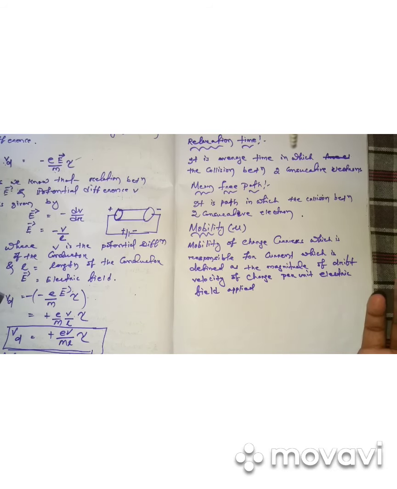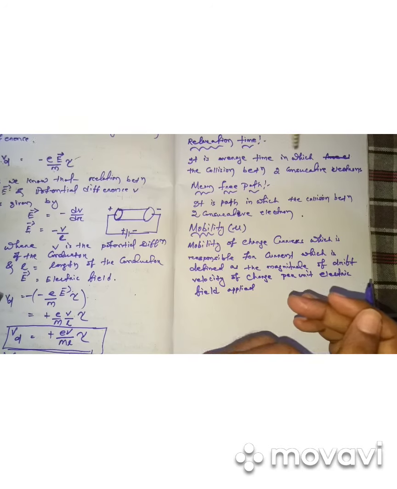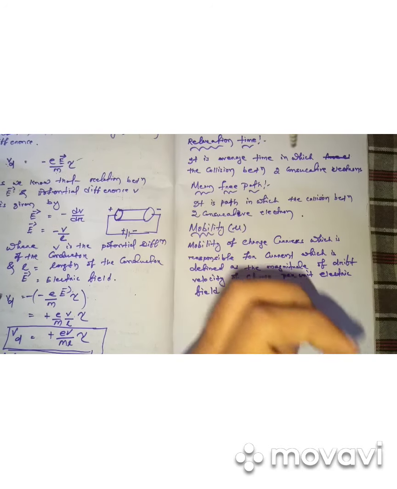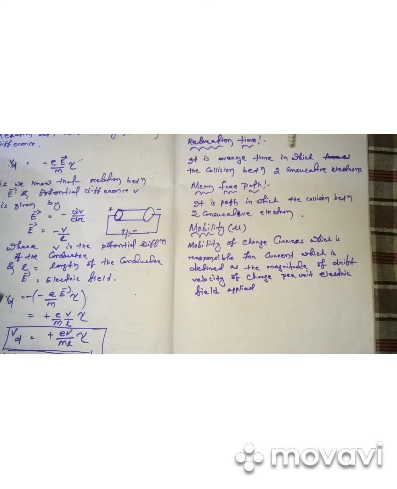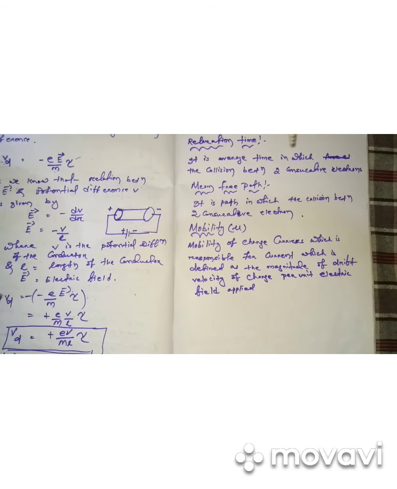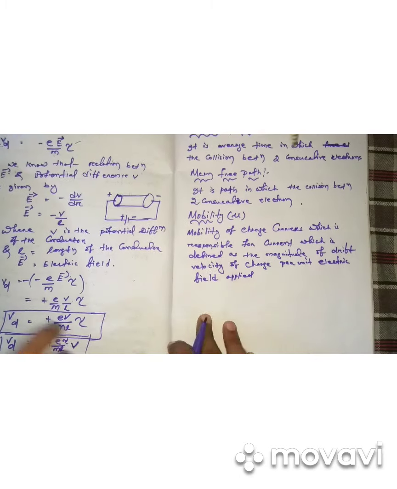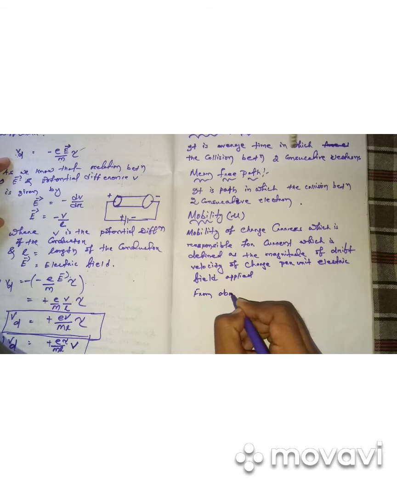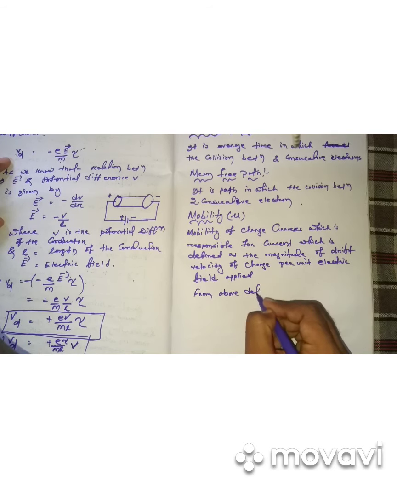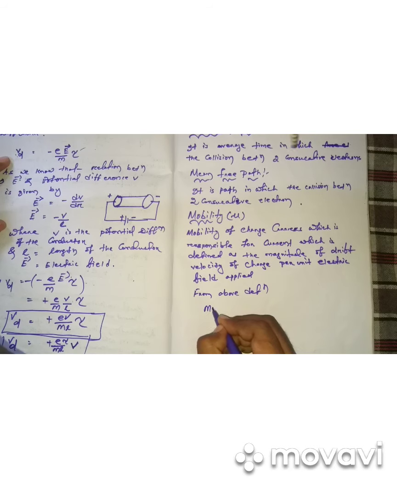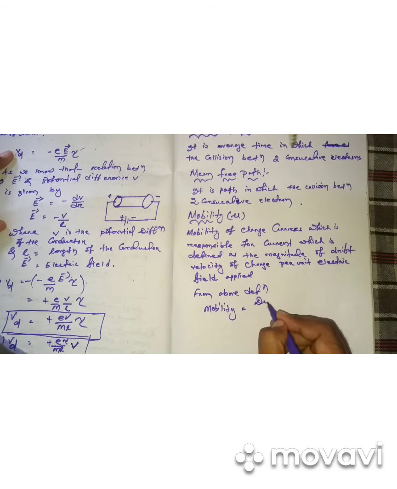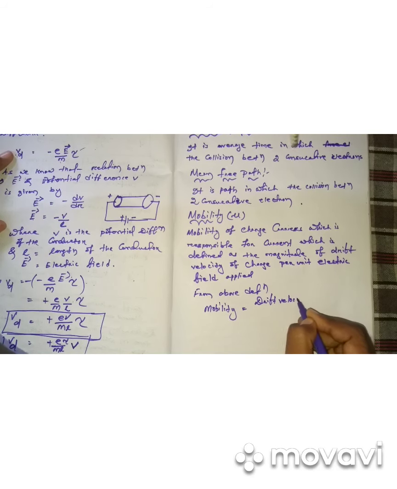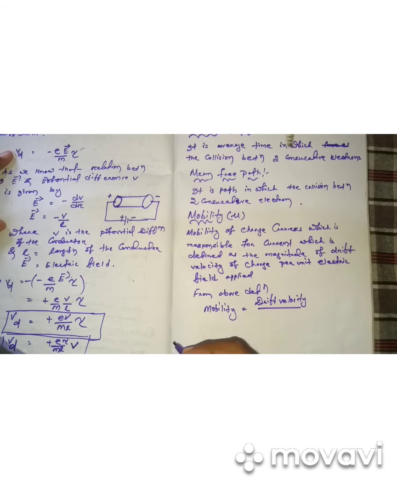What do you mean by mobility? Mobility is defined as the magnitude of drift velocity of charge per unit electric field which is applied to that given conductor. Clear? So from the above definition, mobility is equal to drift velocity divided by electric field.